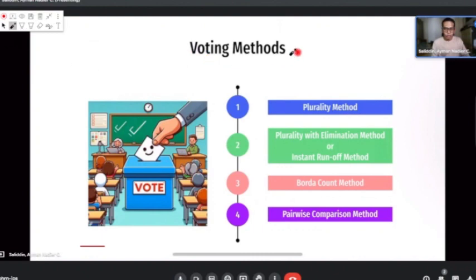Here are the voting methods that we're going to be talking about today. First off is the plurality method. Second is the plurality with elimination method, or what is also called the instant runoff method. Third, we're going to be talking about the Borda count method. And lastly, the pairwise comparison method.